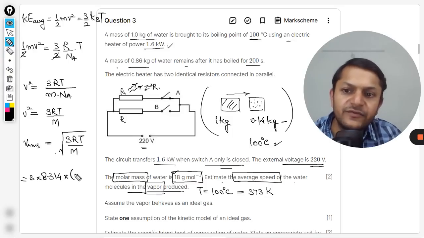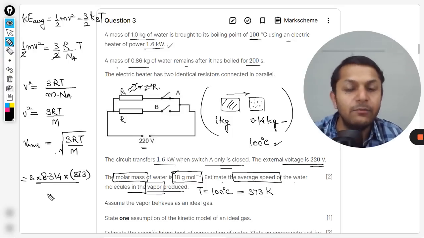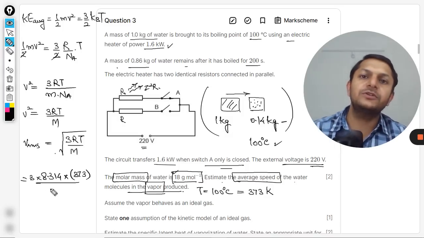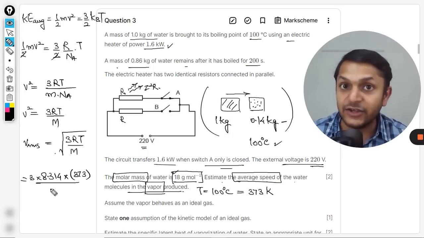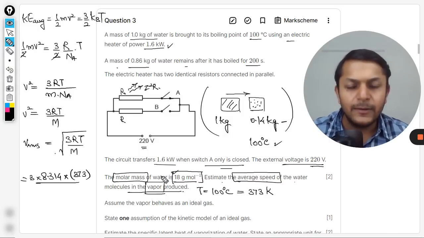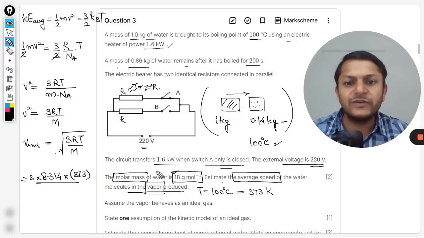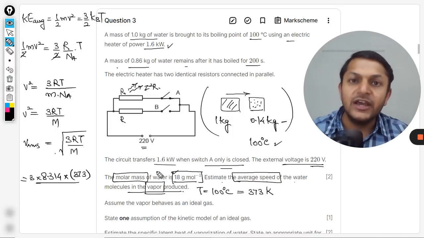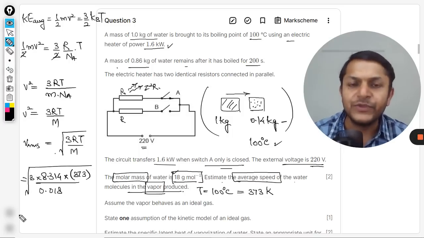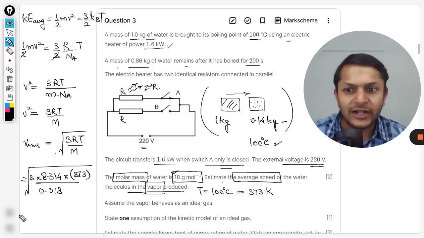8.314, temperature will be 373 Kelvin, divided by molar mass, which is 18 grams. But we are not going to substitute the value in grams because it is not an SI unit. The molar mass is always given in grams, so be careful about this. We have to convert it into kgs every time. So that will be 0.018 kgs, and we are going to take the square root of this value. This is going to be our answer.